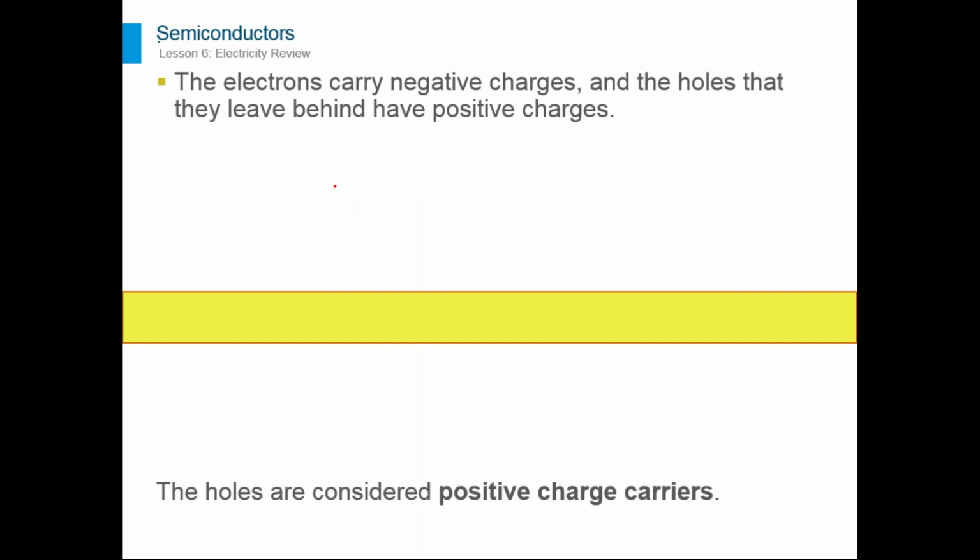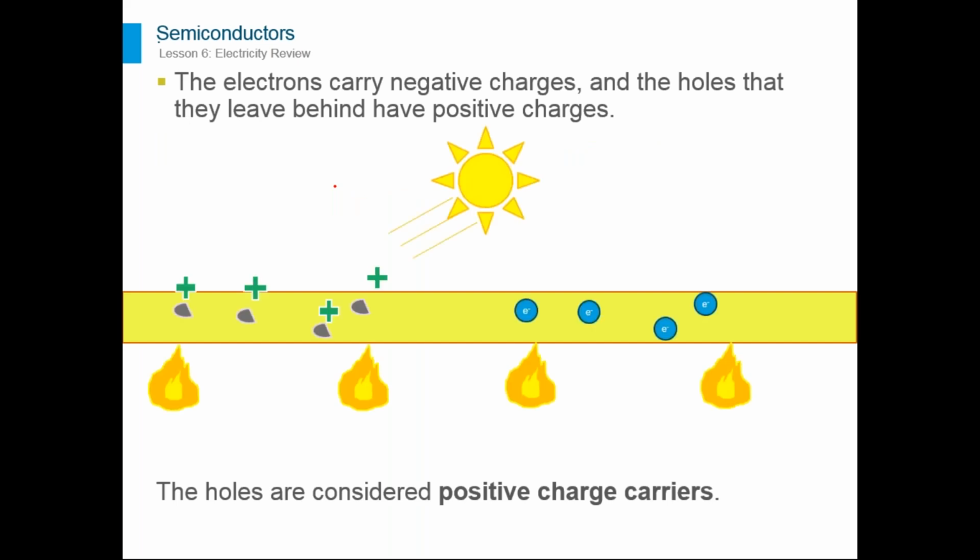So when a semiconductor is exposed to heat or bright light, some of the electrons in it are knocked loose from their atoms and they travel to another area of the semiconductor, but they leave behind a positively charged area called a hole. Okay, so your electrons are negative, but the holes that they leave behind are positive.